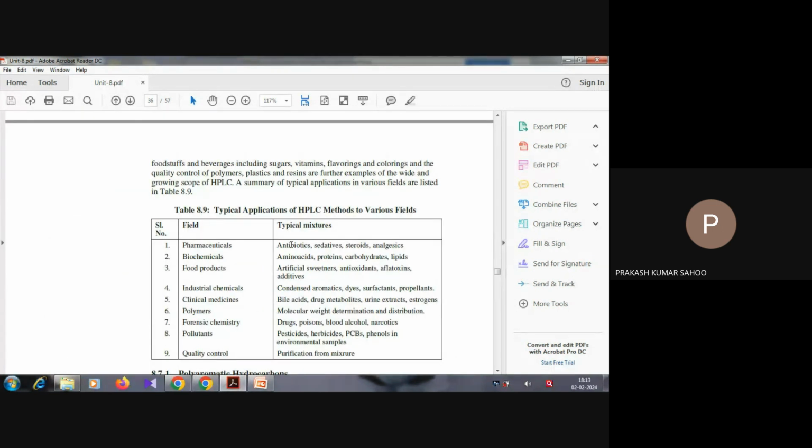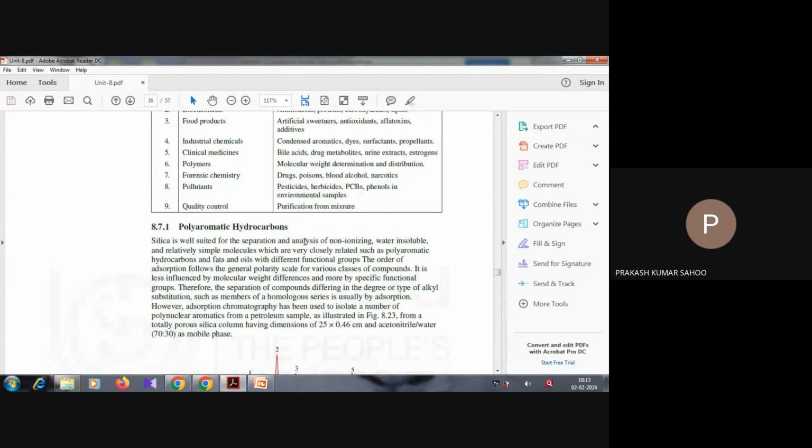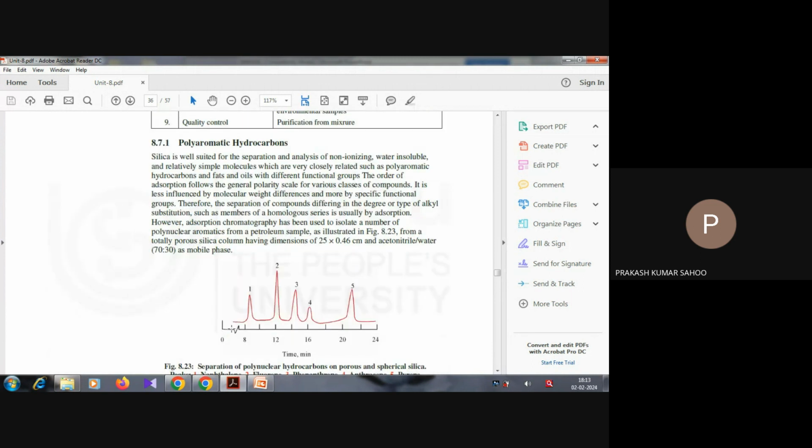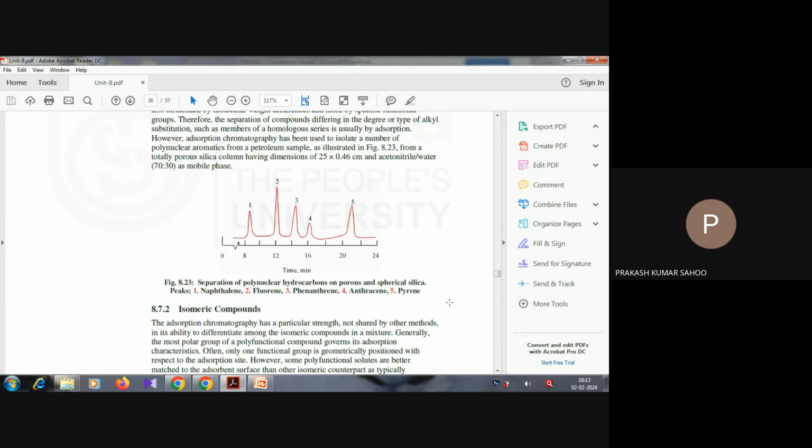Then we have some applications in pharmaceutical, biochemical, food, industrial, clinical, polymer, forensic, pollutants, and quality control. You just read out these things. Then polyaromatic hydrocarbons are there with this type of HPLC plot. The first one is for naphthalene. This is fluorene. This is phenanthrene, anthracene, and pyrene, using spherical porous silica as the stationary phase.